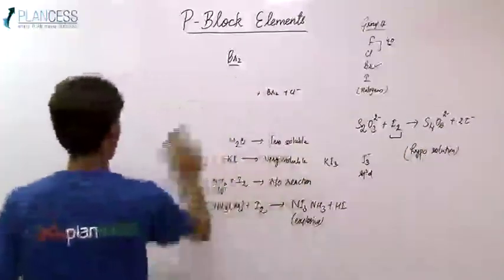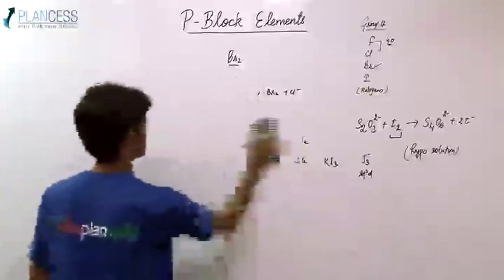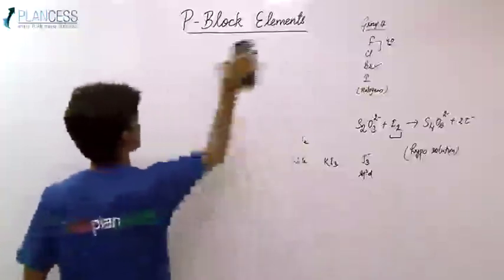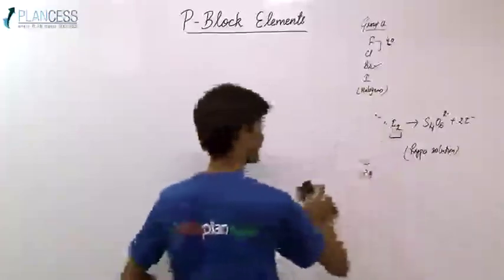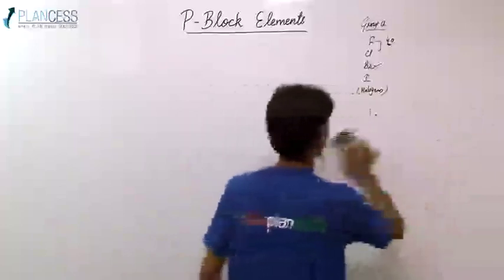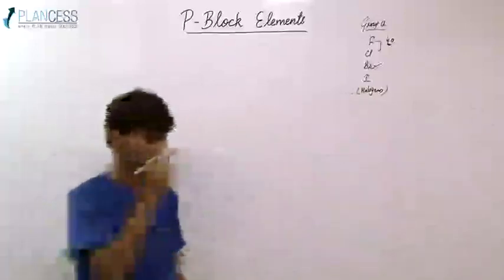Now talking about the halogen acids, that is HCl, HBr, HI and HF. I will be talking about the first three simultaneously because HCl, HBr and HI have quite similar properties.